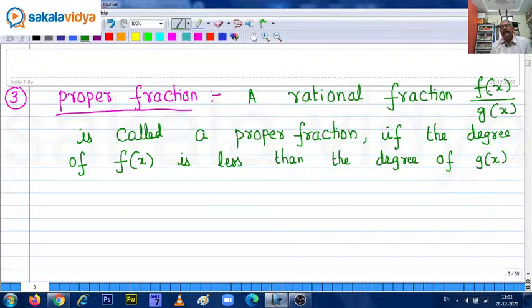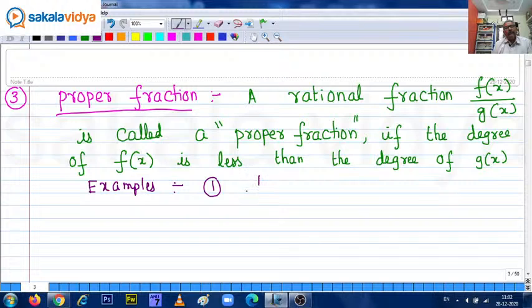That means the degree of numerator is less than degree of the denominator, then the rational fraction is called a proper fraction. The degree is important; according to the degree we can classify rational fractions into proper and improper fractions. So let us write the examples. These examples are very, very important.